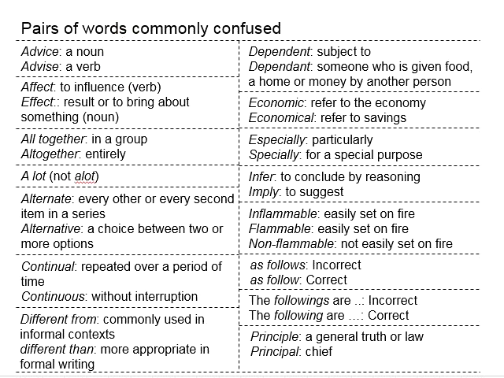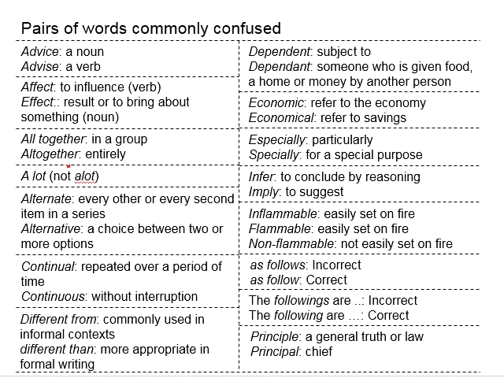The next one, it will be affect and effect. Affect means to influence. It is a verb. Effect is a noun. It means the result or to bring about something. Next, altogether and all together. When you use all together, it means that it is in a group. Altogether, it means entirely.